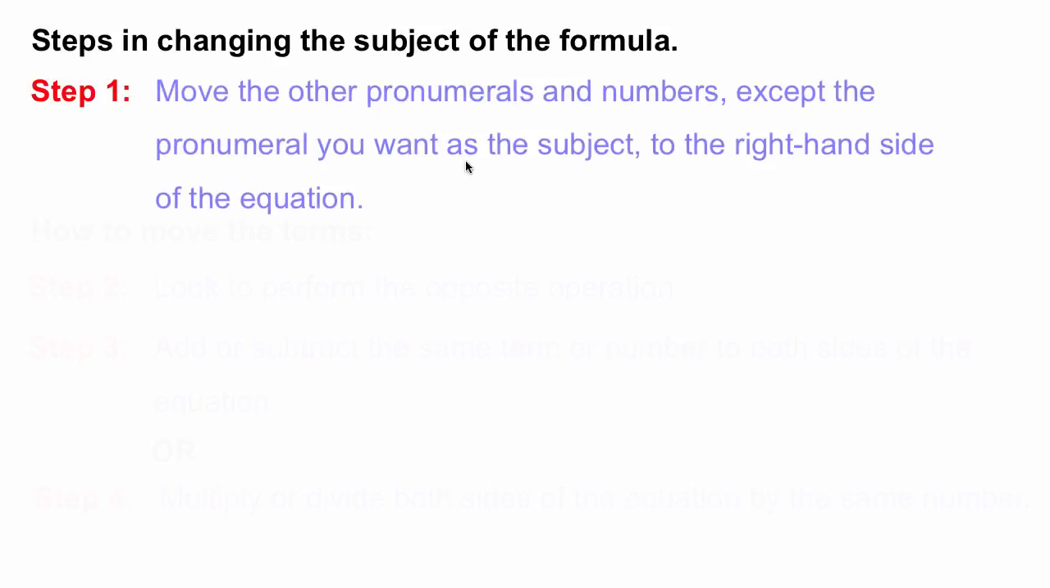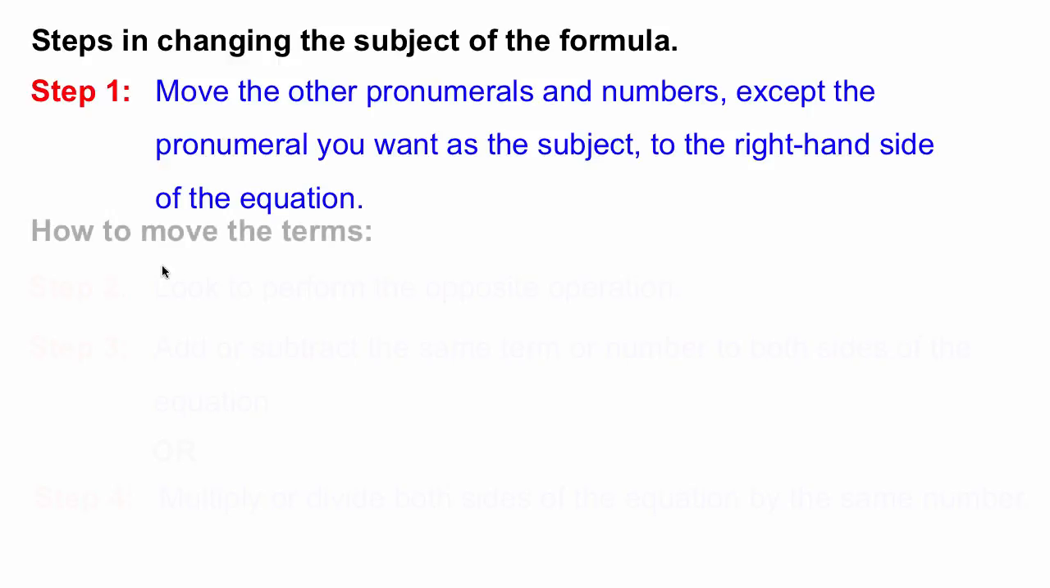There are a number of quite clear steps in changing the subject of the formula. The first step is to move the other pronumerals and numbers, except the pronumeral you want as the subject, onto the right-hand side of the equation. Now, to do this, we have to move the terms, and so here are the steps to do that.